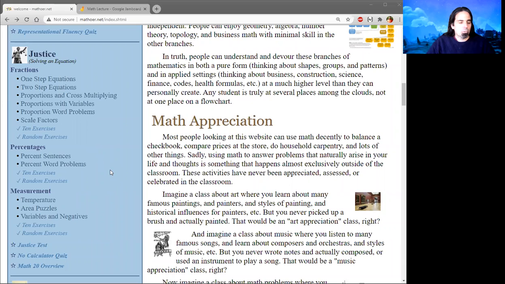We're going to talk about saving for retirement, but first we're backing up in the Math 20 justice topic, reviewing percent sentences, which we will use all the time in what happens.